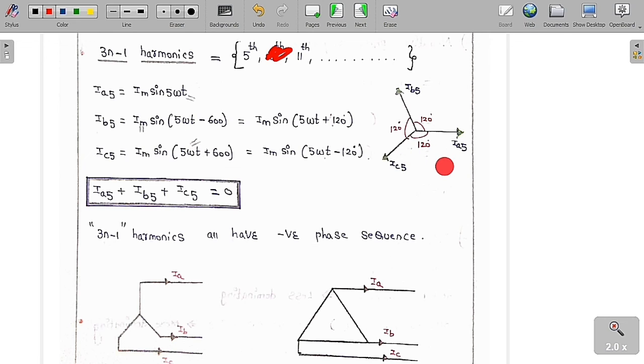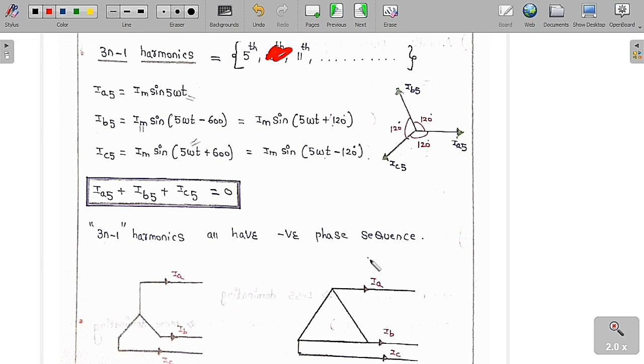So now you can see clearly the phase sequence is changed. If you go in the anti-clockwise direction, you are going to get ABC. So this is opposite to the original phase sequence of the vectors. So it is said to be a negative phase sequence. If we add all these vectors, Ia5 plus Ib5 plus Ic5 is always equal to 0. If you take any equal length vectors displaced by 120, then the summation is always equal to 0. So remember this point: whenever you take any three vectors of equal length displaced by 120, the summation will always be equal to 0. So we can say that 3n minus 1 harmonics all have negative phase sequence.